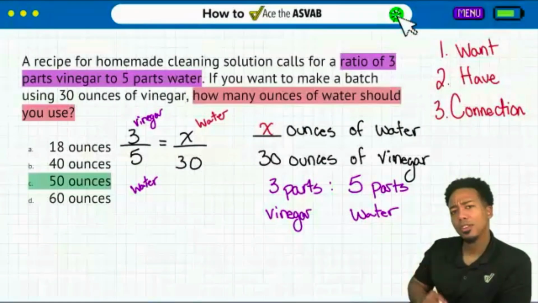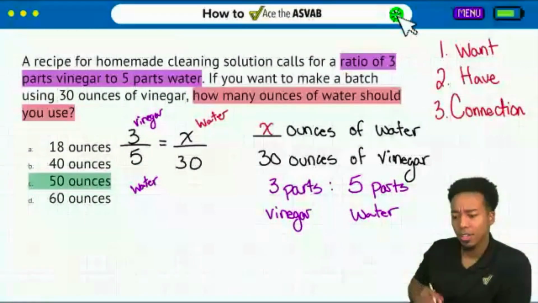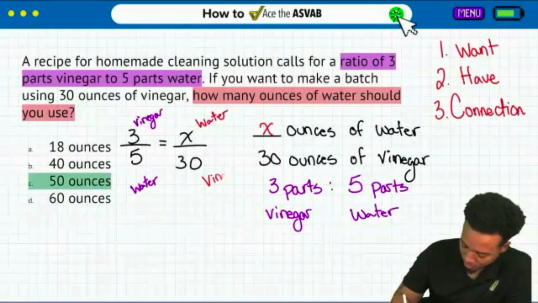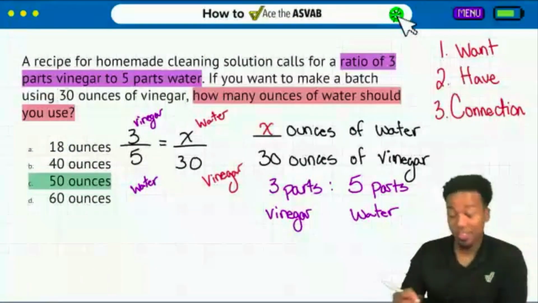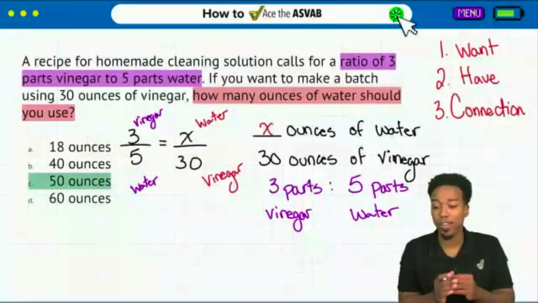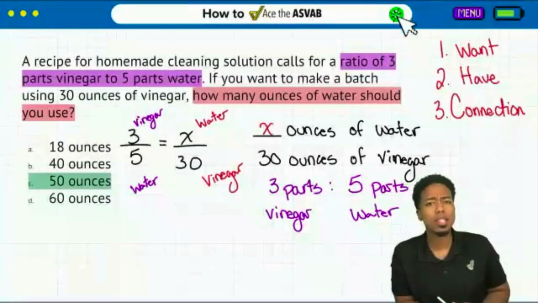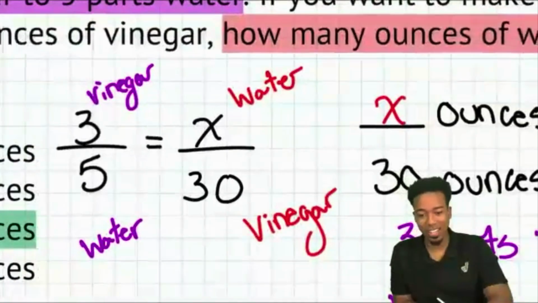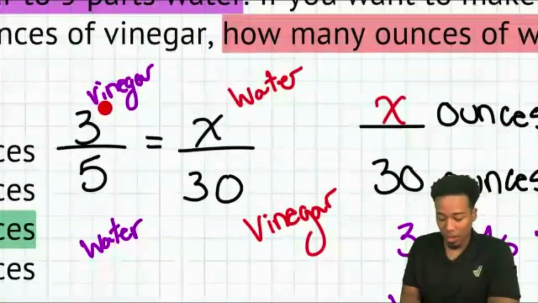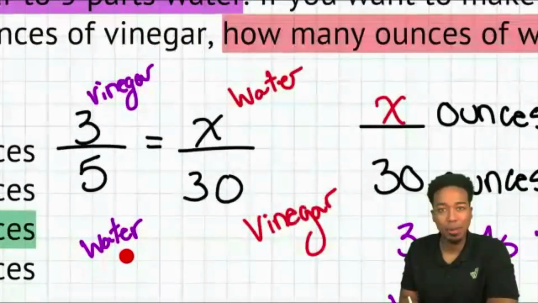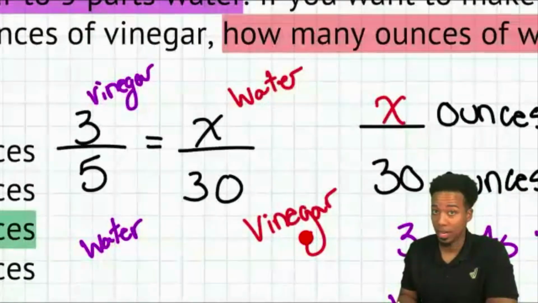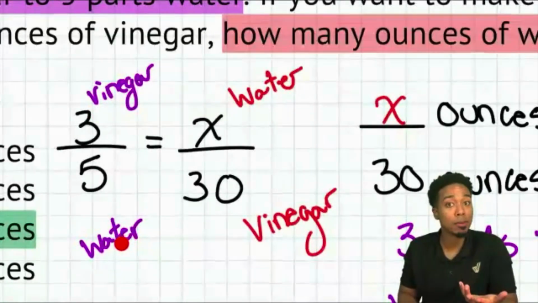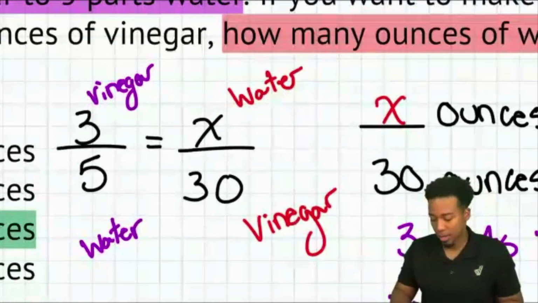And then the 30 represents 30 ounces of vinegar. So we'll write that out. Now, the majority of y'all said, hey, we're not comparing the same things in the same way. This is what they meant. Zoom on in. Take a look. Vinegar to water is not the same comparison as water to vinegar. It is not. If we're comparing vinegar to water, we have to make the same comparison. Vinegar to water.